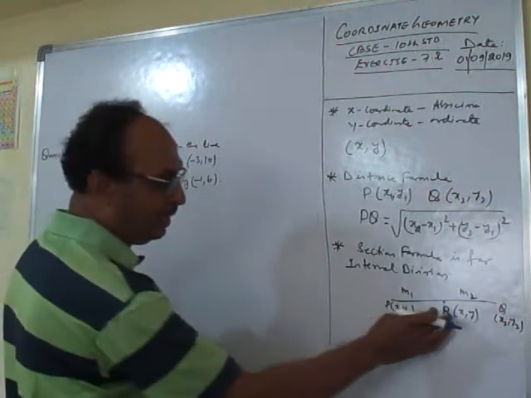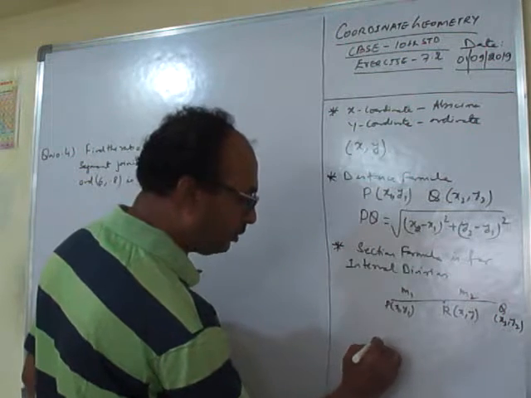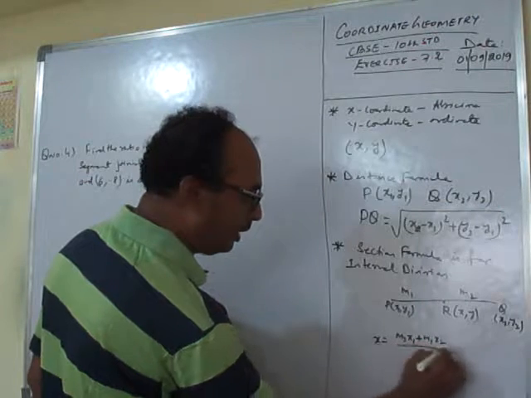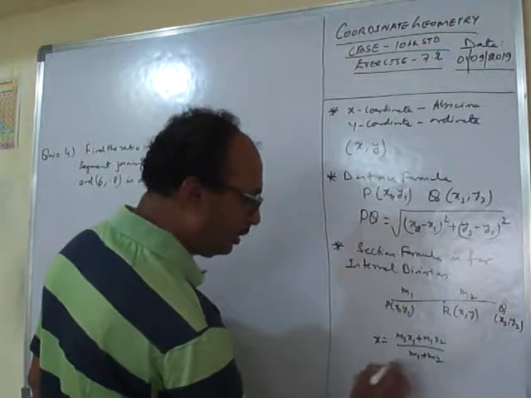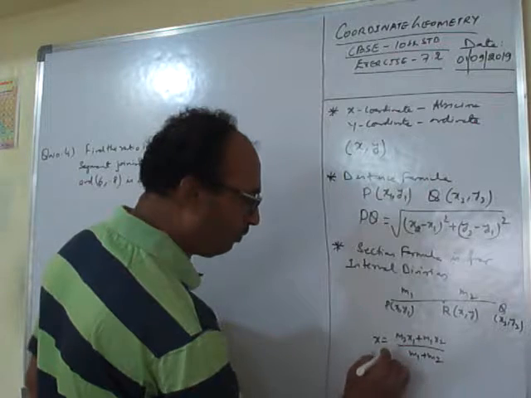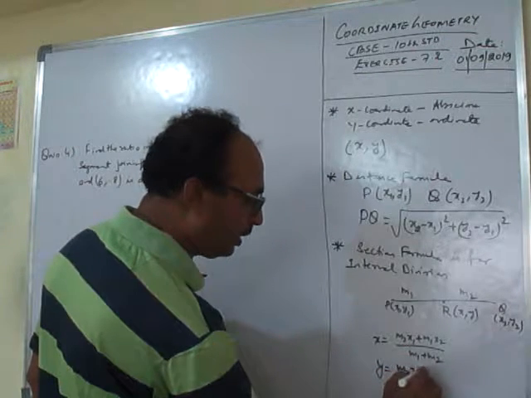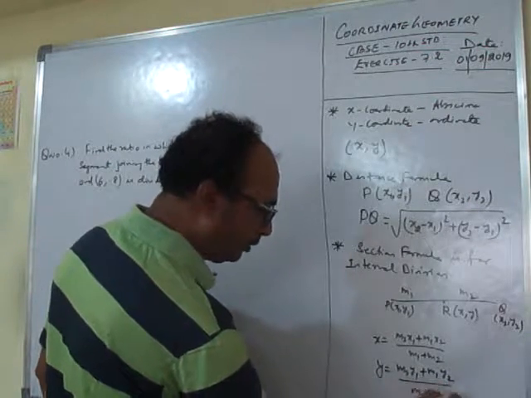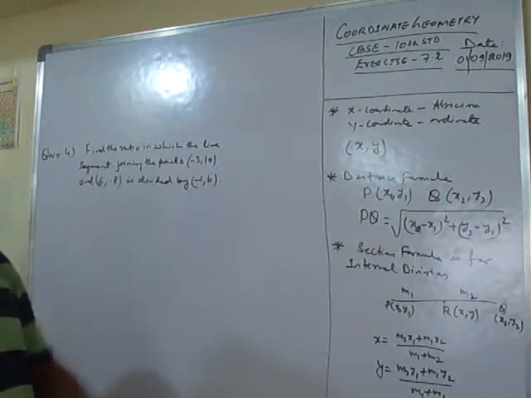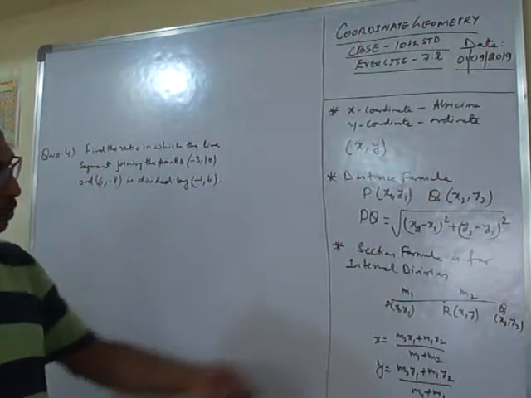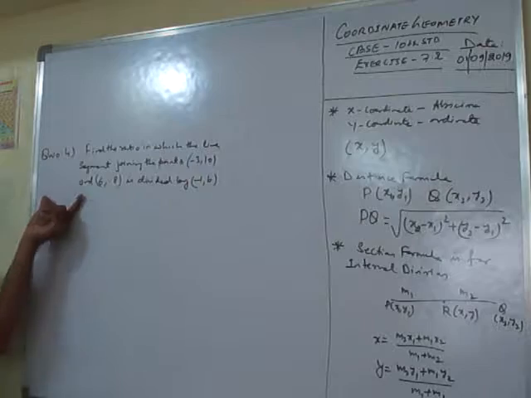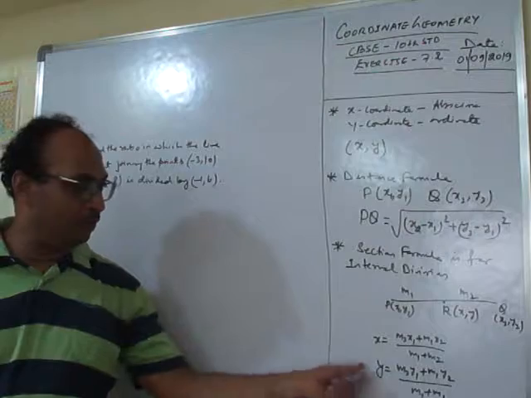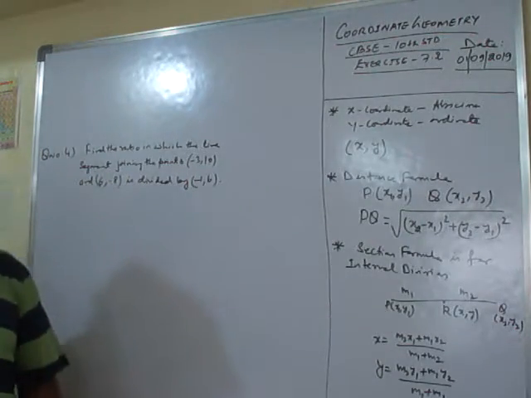Then we found the coordinates of this point R. x is equal to (m2 x1 plus m1 x2) divided by (m1 plus m2). Similarly, y is equal to (m2 y1 plus m1 y2) divided by (m1 plus m2). By utilizing these formulas we have solved some questions, and today also we are going to solve question number 4 from exercise 7.2 by utilizing this method of x and y for the section formula for internal division.